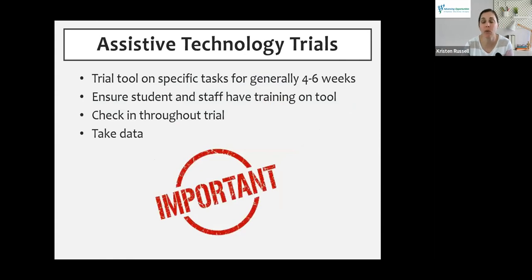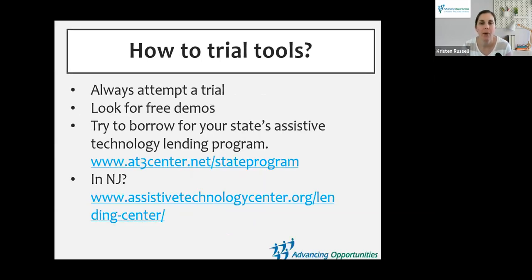Okay. And anytime we're thinking about an assistive technology tool, we always want to trial things out, unless it's absolutely not possible, but we usually can find a way: a free version of the app, or a free demo of software, or maybe something that can be borrowed. We always want to try something out. We don't want to waste our time using a tool that's not actually helpful. Even if you thought initially you were pretty sure it would be helpful, sometimes things just don't pan out for whatever reason. Okay.